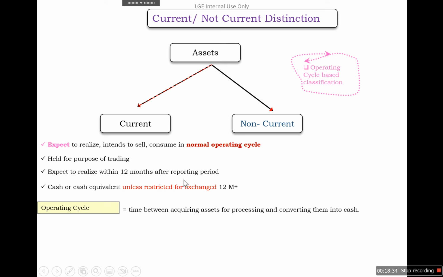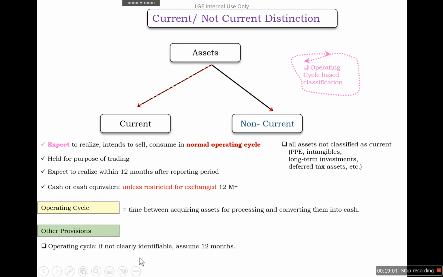So if the asset is going to be realized within 12 months or within the operating cycle, it will be classified as a current asset. Otherwise, it will be classified as a non-current asset. So all assets that are not classified as current, for example, PPE, intangibles, long-term investments, deferred tax assets, etc., are categorized as non-current assets.